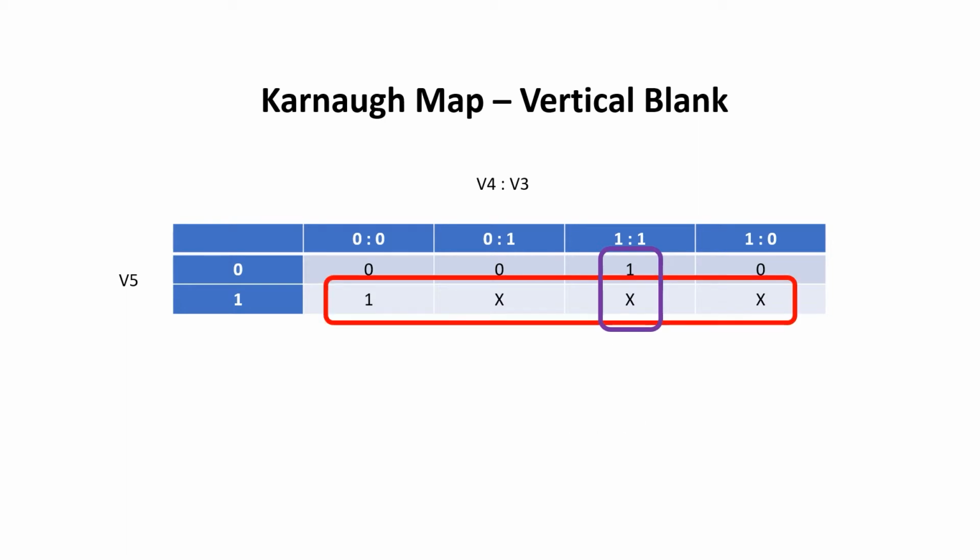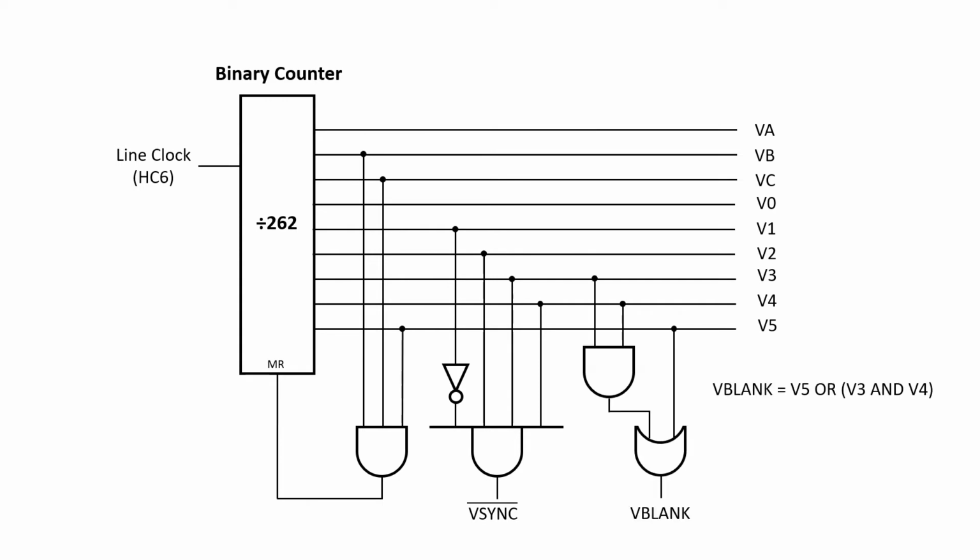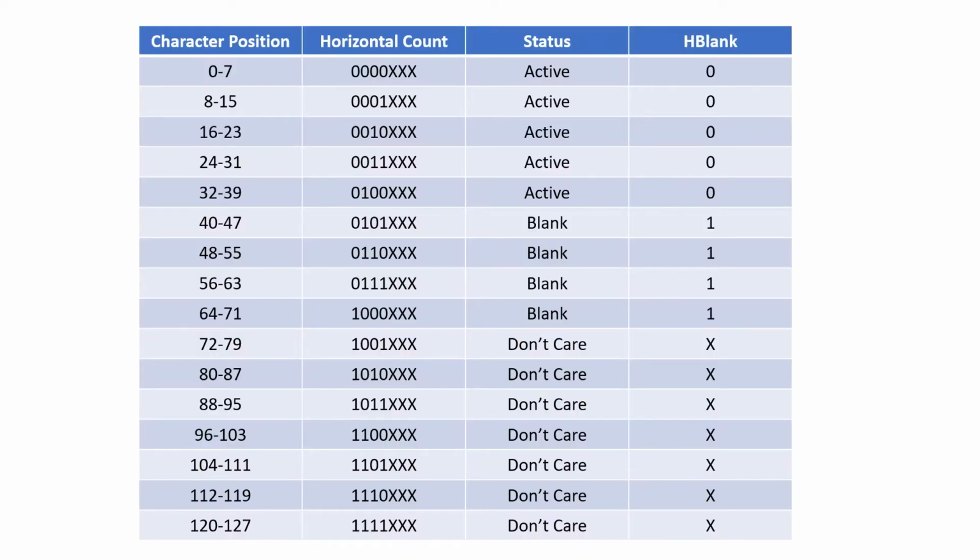I generate my final signal by ORing together all the signals for the boxes. So we AND V3 and V4 together, and then we OR this with V5 to get our final signal. And here's the logic for this. V3 and V4 are ANDed together, and the output of these two signals is combined with V5 to generate our final V blank signal. Then we repeat this process again for the horizontal blank signal.